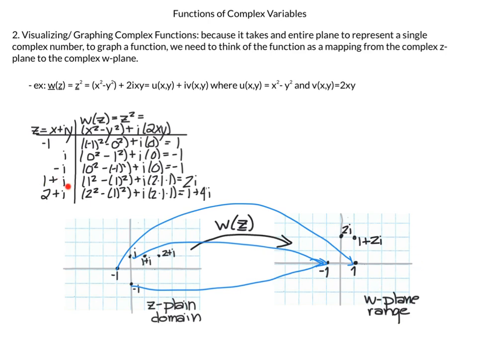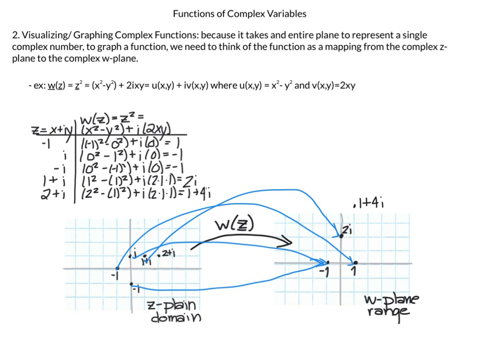Now I have 1 plus i gets mapped to 2i. So 1 plus i is over here, and I want to map it to 2i. Oh, this is why I said it's going to get messy. And then I have my 2 plus i, which is going to be mapped to 3 plus 4i. Maybe I'll do this in green. My 2 plus i maps to 3 plus 4i, which I have graphed here incorrectly.